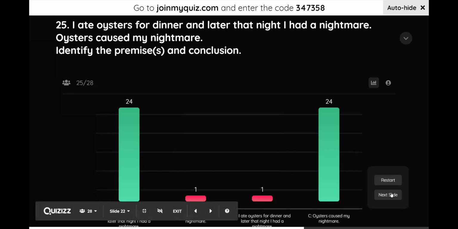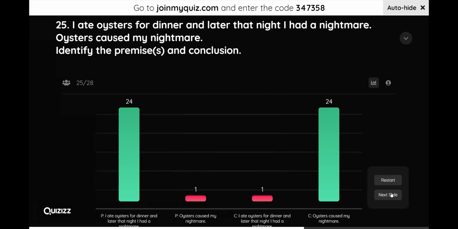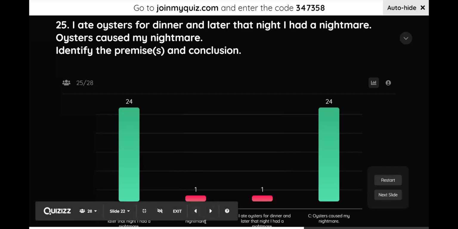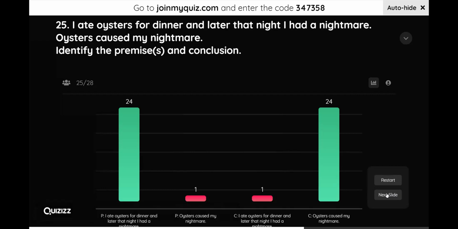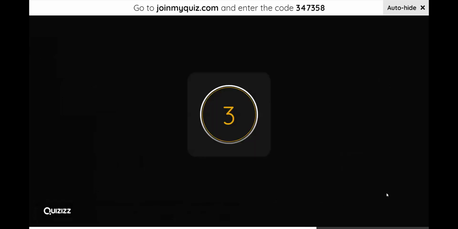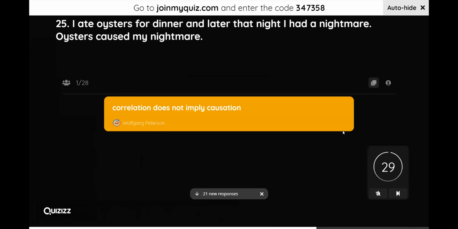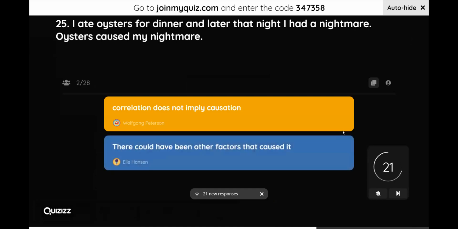Therefore, oysters cause my nightmare. So that would be your conclusion. And you're concluding that because I ate oysters and I had a nightmare once. Is this the limited sample? What do they call it? There's another word they would use. Correlation does not imply causation. That's a good observation. Explain why this is deceptive.